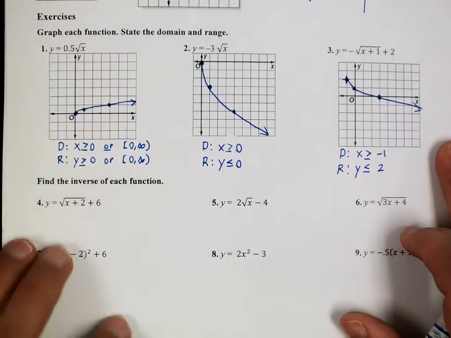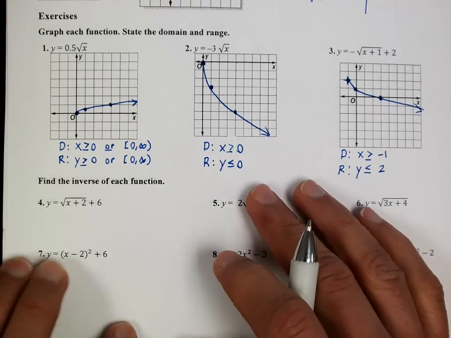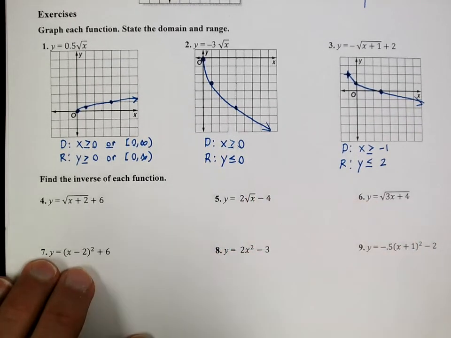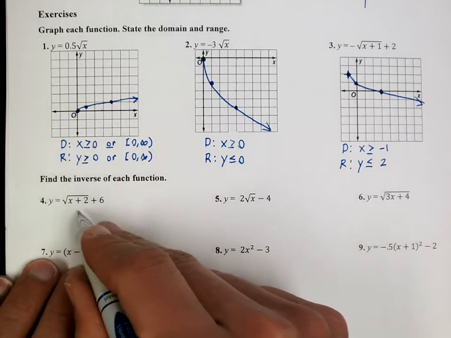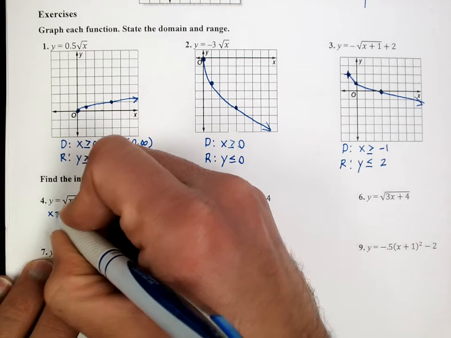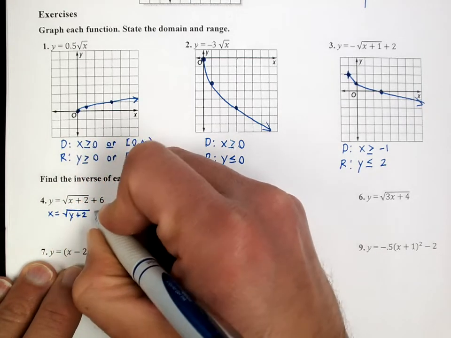Now we're going to talk about inverses again, but they're a little more complicated. They're not just linear functions like they were in the previous section. So what we're going to do here is, remember, to find the inverse of these, we have to switch the x and y. So we're going to write x is equal to the square root of y plus 2, plus 6.